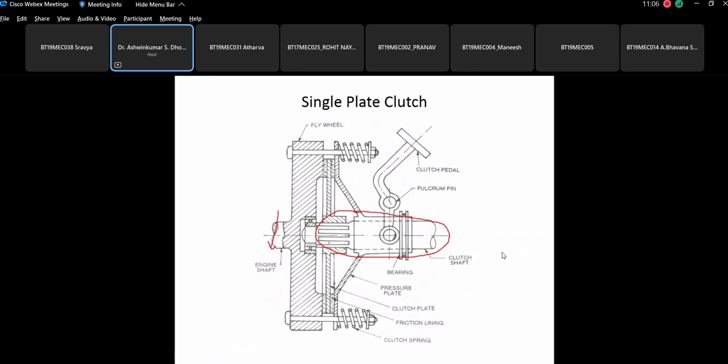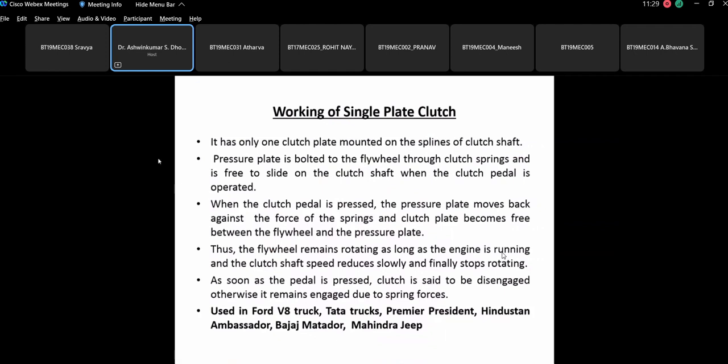This plate can slide. Here it is said that the clutch plate can slide, and this spring force will restore the engagement. If you press this particular pedal, the plate can be withdrawn and there will not be any contact. So let us see what is there in the next slide. It discusses the working of the clutch, how it works.